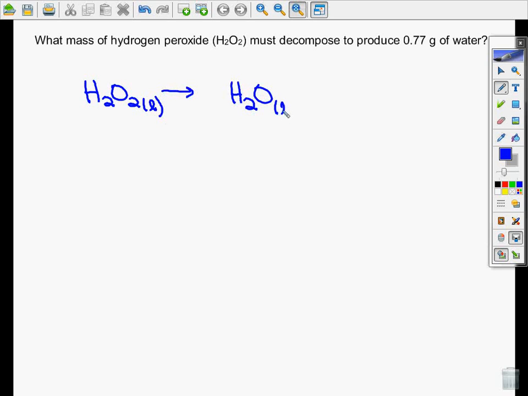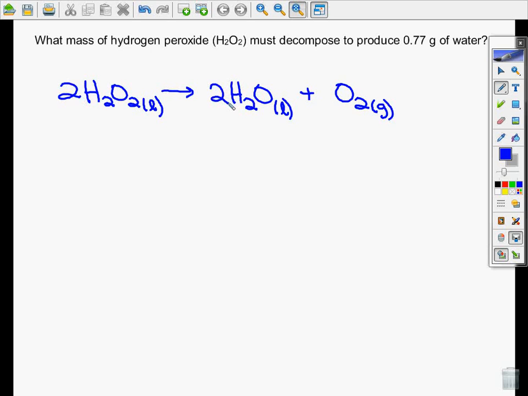Part of it's going to go to water, and the other part, when hydrogen peroxide decomposes, it goes to water and to oxygen. Now, we have to balance this equation. To balance the equation, they'll give me 4 hydrogens, but also give me 4 oxygens on each side. So that's now a balanced equation.